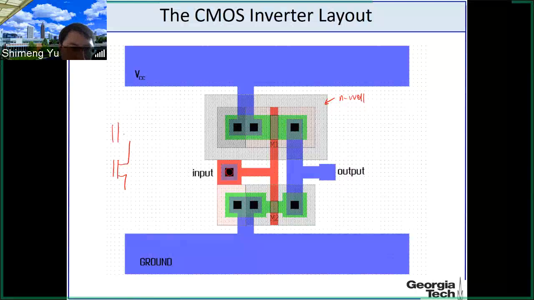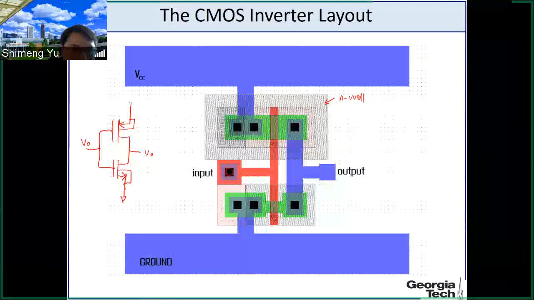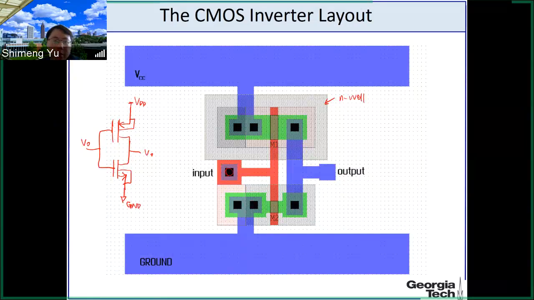So then you can correlate the circuit schematic to this physical layout. The input voltage, and then this output voltage, VDD and ground. So here we are looking at the input, that is here, this VI.